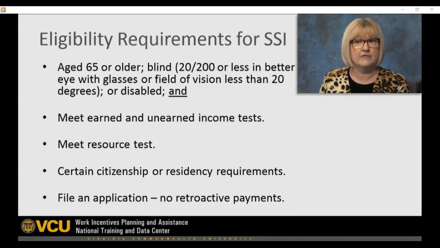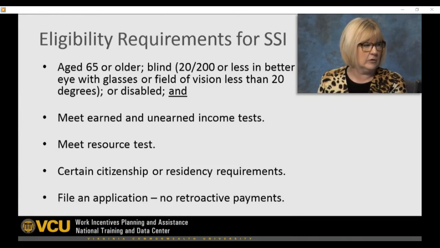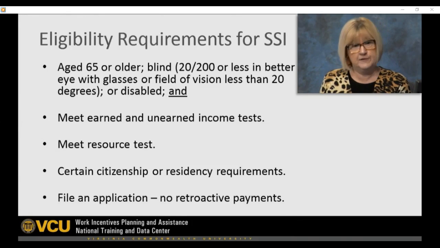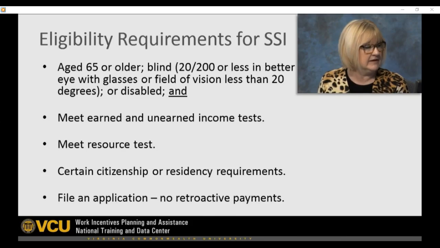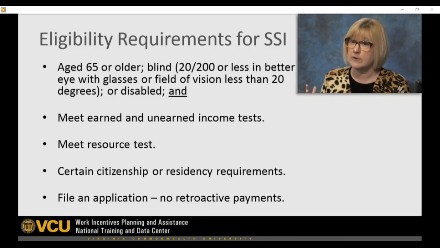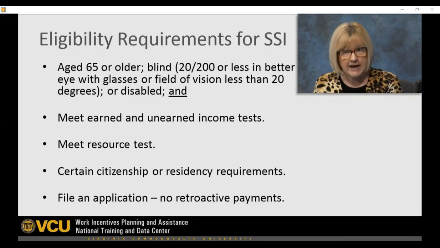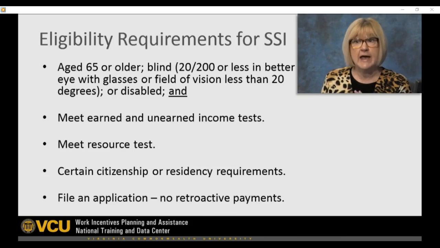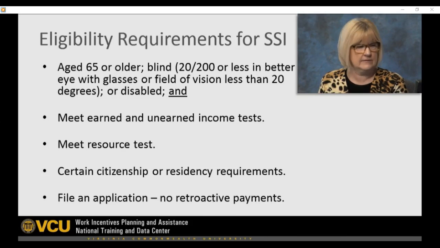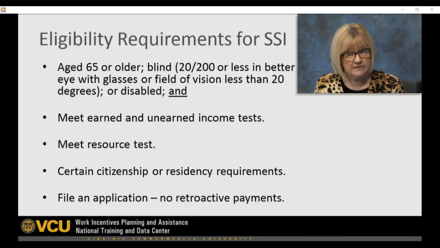So this was a benefit for elderly individuals, 65 and older, or blind individuals. And here's the criteria: 20/200 or less in the better eye with glasses, or a field of vision of less than 20 degrees. That's the official definition of statutory blindness. Or disabled, right? The medical disability definition per that listing of impairments, right? You have to go through that medical review, and you have to meet earned and unearned income tests. You have to meet a resource test.